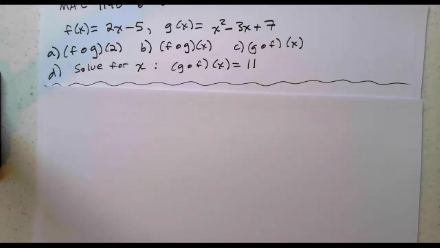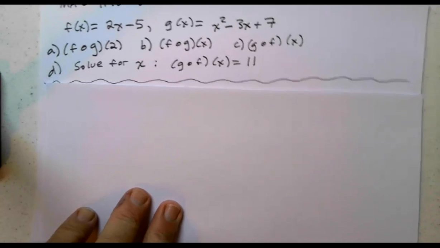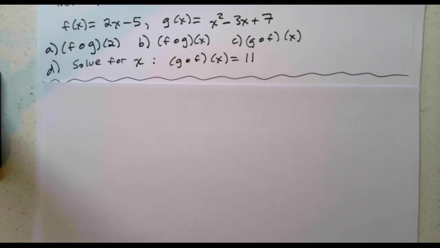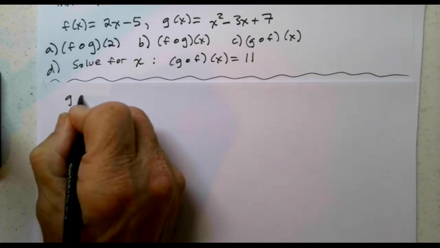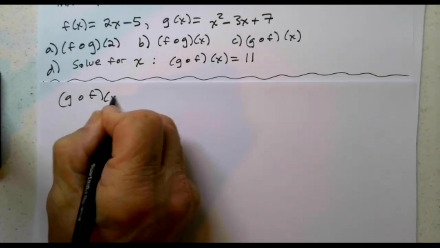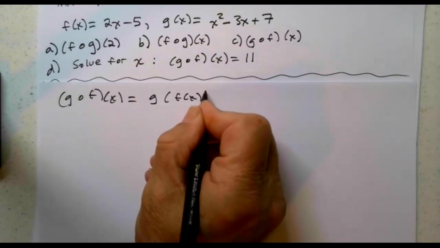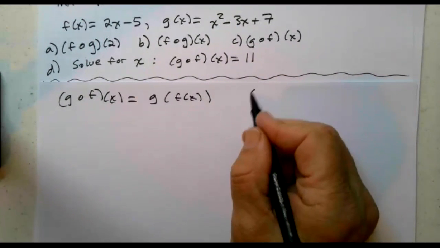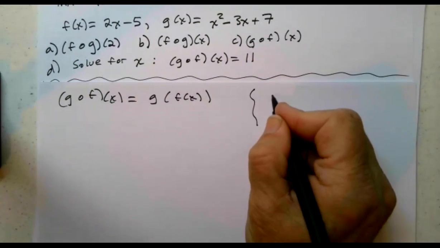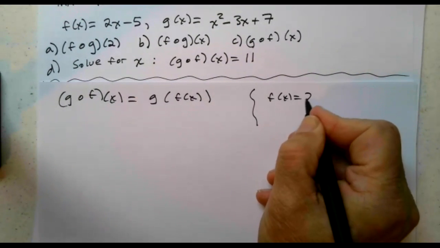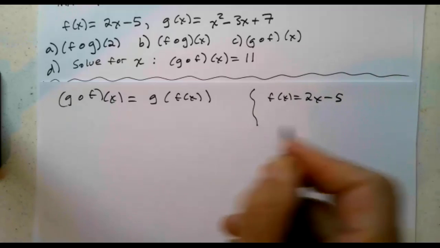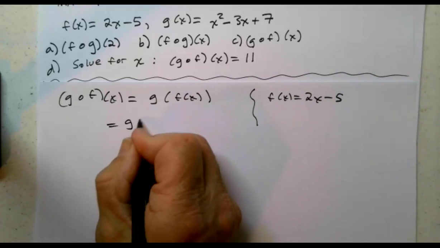Now, typically f circle g and g circle f are different. Let's see if that's the case here. So we see what we have. We have f, we have g. Next, I want to get g circle f of x. So g circle f of x is g of f of x. But what is f? F of x is 2x minus 5. So I replace the f of x with 2x minus 5.